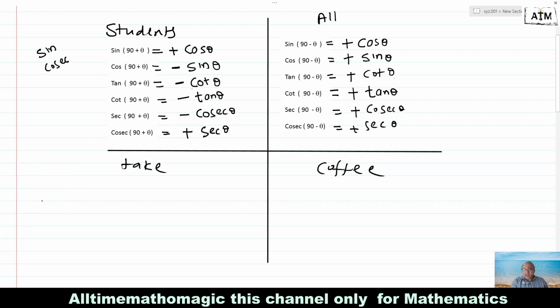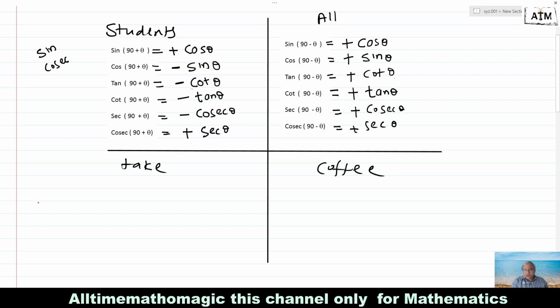Therefore, sin 90 plus theta equals plus cos theta, cos 90 plus theta equals minus sin theta, and tan 90 plus theta is equal to minus cot theta. Cot 90 plus theta equals minus tan theta, sec 90 plus theta is equal to minus cosec theta, and cosec 90 plus theta equals plus sec theta.